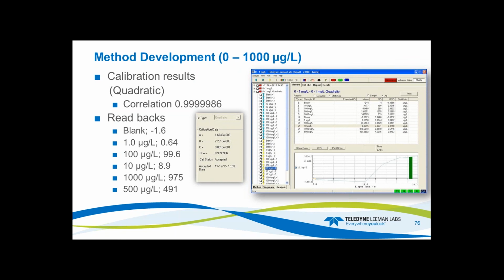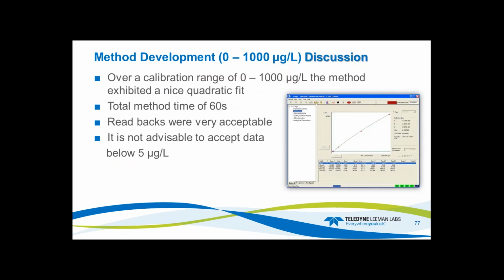So then again, the 100 came in at 99.6, that's nice. The 10 came in at 8.9, that's more than acceptable. The 1,000 was 975, and the 500 was at 491. So over a range of 0 to 1 milligram per liter, the method exhibited a nice quadratic fit.